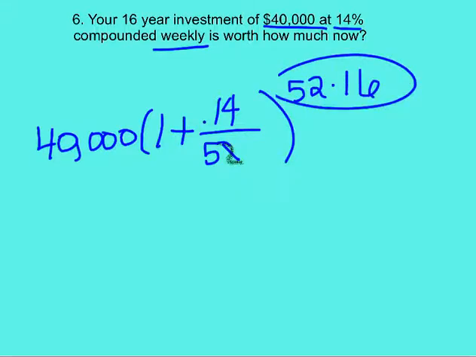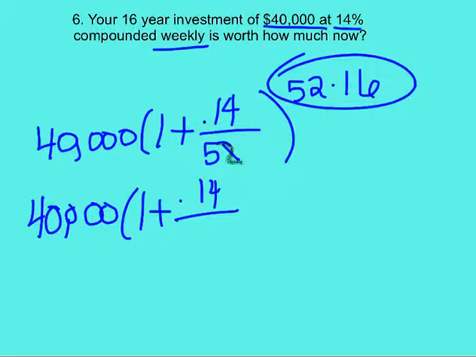So now I want to actually take and multiply out 52 times 16. So I get 40,000 times 1 plus 0.14 divided by 52 raised to the 52 times 16, which is 832. So now I can go ahead and plug this into my calculator. So again, when I do that, I want you doing it along with me so you can check your answer. So when I did that, I ended up getting, oops, I only did 4,000 when I calculated it. I have to recalculate it. So 40,000 times 1 plus 0.14 divided by 52 raised to the 832 power. So when I do that, here's what I get.